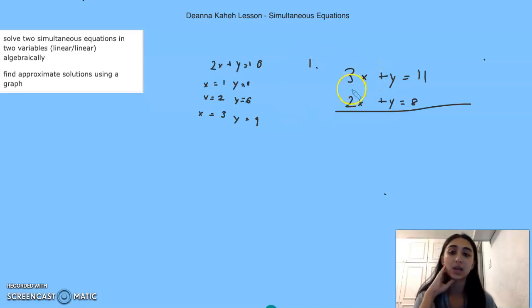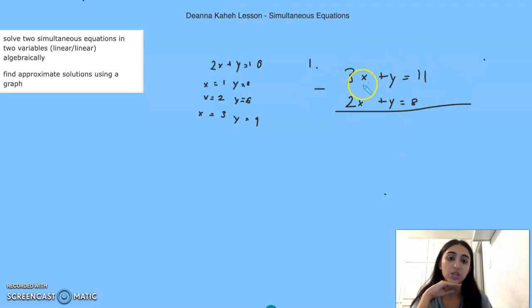Not common, it's going to make it complicated if we take away these, so we are going to look at the next one. We've got a 1 in front of this y, we've got a 1 in front of this y. That's what we want. We want to get rid of one of our coefficients, so they need to be the same number.